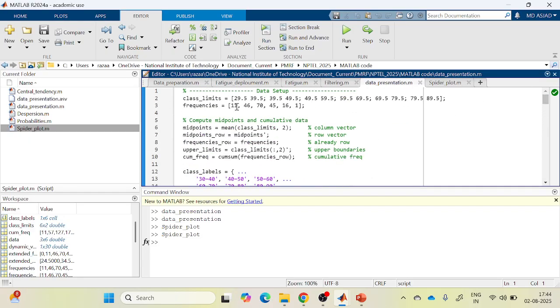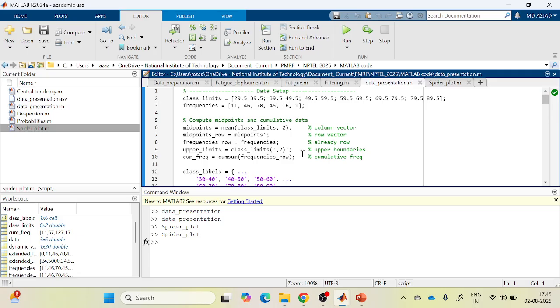Let's say we have the data of the class limit of 29.5, 39.5, 49.5, and so on. For data presentation, we have to calculate the midpoint, for example to draw the line polygon. That is the midpoint row, and the frequency row, and then the upper class limit and then cumulative frequency. Cumulative frequency is used to calculate the ogive graph.